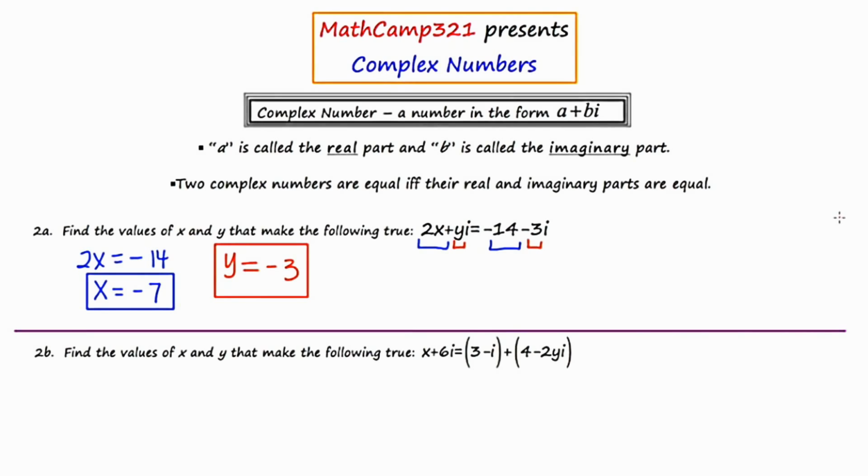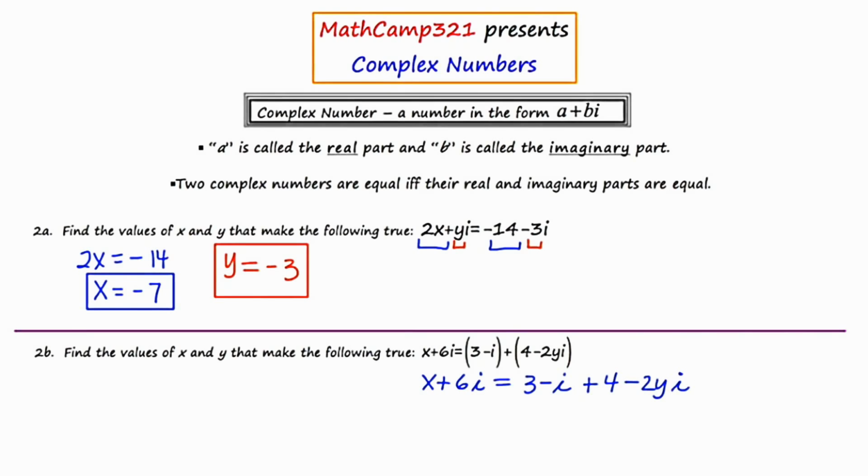Let's try another one. It's a little bit more complicated. 2b says find the values of x and y that make the following true. x plus 6i equals 3 minus i plus 4 minus 2yi. So what I think I'm going to do is focus on the right-hand side where there is something more that I have to do. And I'm going to start by clearing parentheses.